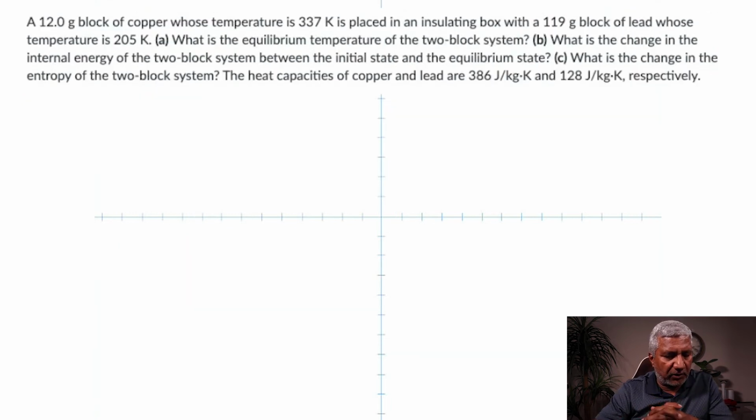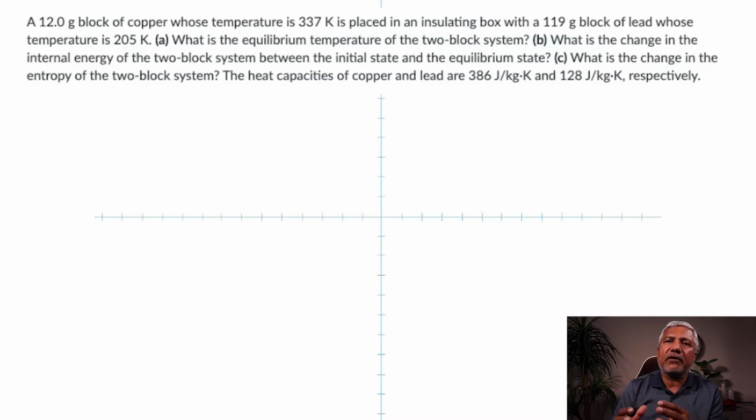A 12 gram block of copper, whose temperature is 337 Kelvin, is placed in an insulating box with a 119 gram block of lead, whose temperature is 205 Kelvin. Okay, so copper is very hot at 337, but it's just 12 grams. Lead, you have more lead, it's 119 grams, but it's at 205 Kelvin.